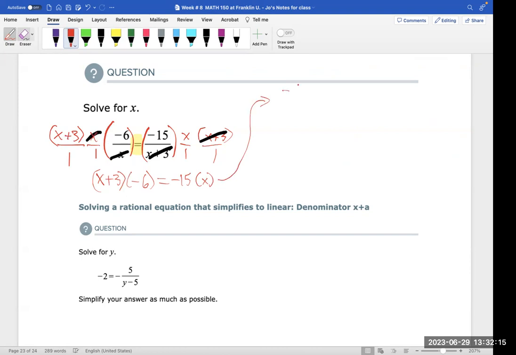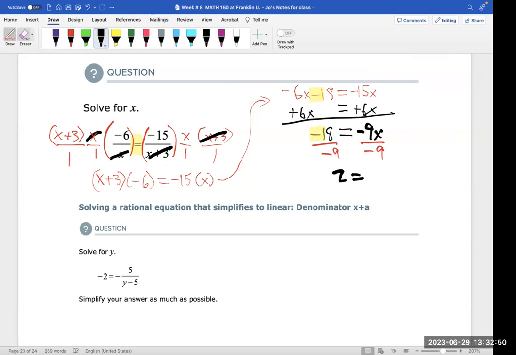Over here we have more space. Negative 6x minus 18 is the same thing as negative 15x. I need all of the x's on one side, all of the numbers on the other. So I'm going to choose to add 6x to both sides. Notice that that means this negative sign still exists. I want x by itself. What's blocking my goal is negative 9. So I now have 2 is the same thing as x, and there's my solution.